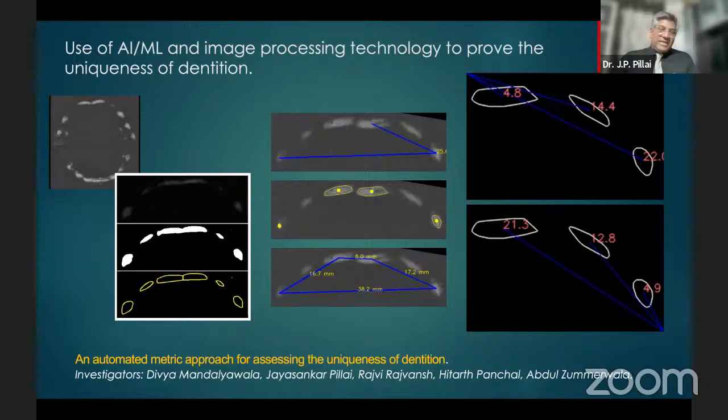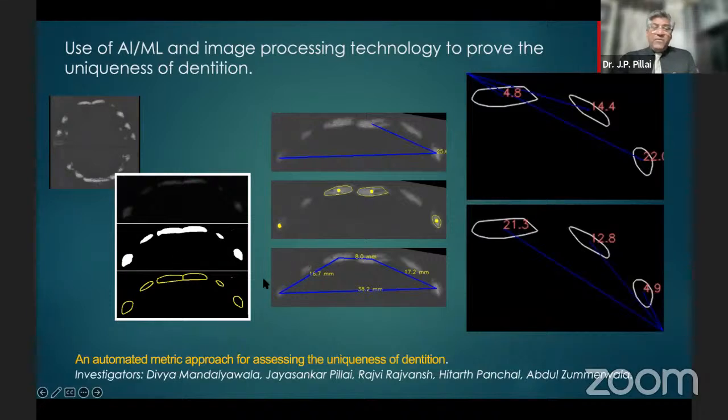So this is one such study we started. Two of my students, Dr. Divya and Dr. Rajvi, worked on this particular project where we wanted to use artificial intelligence or machine learning components to prove the uniqueness of dentition. It's a project which has been done by them under my guidance.